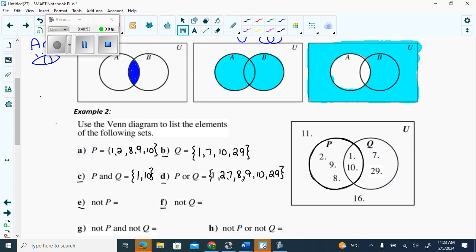Yes? Okay, then I want what's not in P. Well, if I want what's not in P, I literally put my hand over P and then just list everything else. Right? So I go like this, not P. So that means I list 7 and 29, but I also list what? 11 and 16 too, right? So I just cover up P and I list everything else.